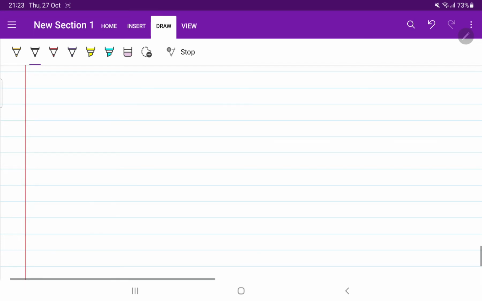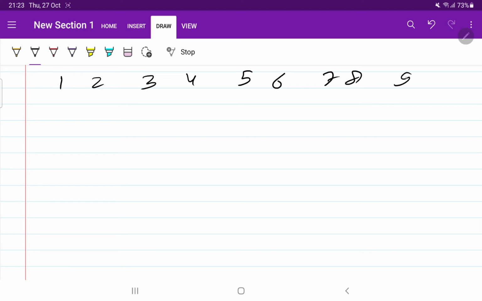Let us focus here now. To get a more efficient approach, we need to write the numbers and observe things more clearly. So these are the numbers 1, 2, 3, 4, 5, 6, 7, 8, 9, 10. Let me write numbers till 20 at least.